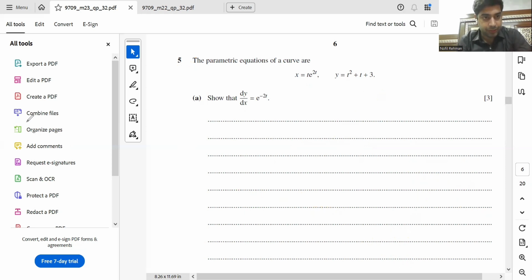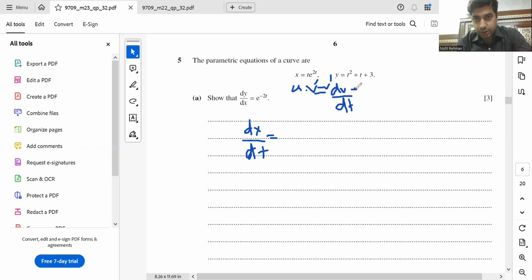So now let's see how we can actually solve the given equation. The first step was to calculate dx by dt. Here x equals t exponent 2t. So we have two variables that are getting multiplied to each other, so we will use the product rule here. The product rule states that the derivative of u times v equals du by dt times v plus u times dv by dt.